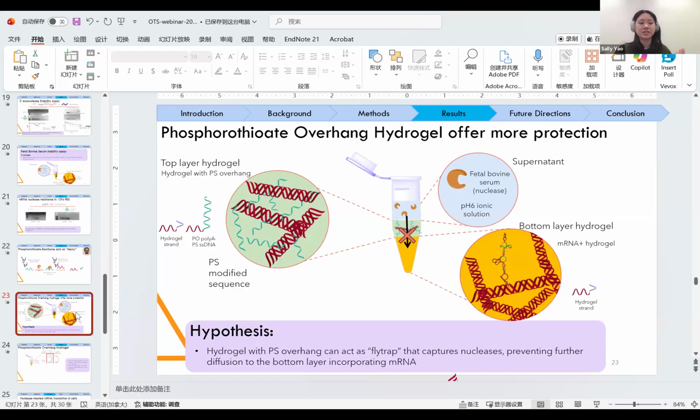And what we observed is that yes, when we have the PS overhang, specifically PS, we will capture the nucleases and we were able to have a better stability for the mRNA that is in the lower hydrogels. Good, thanks. Yeah, I will quickly do the questions from the chat. I think we covered most of it, but we can maybe just quickly go over it.